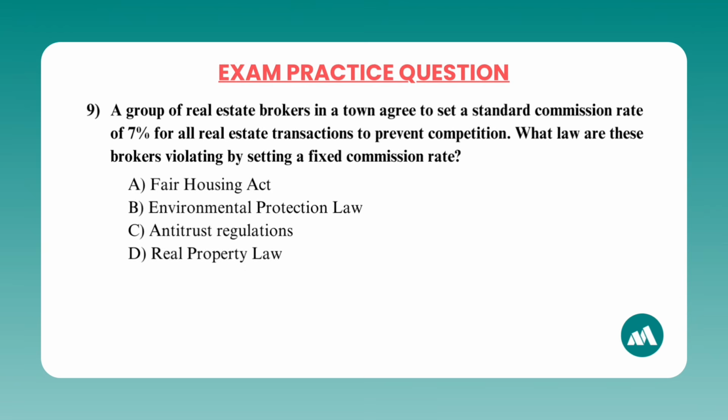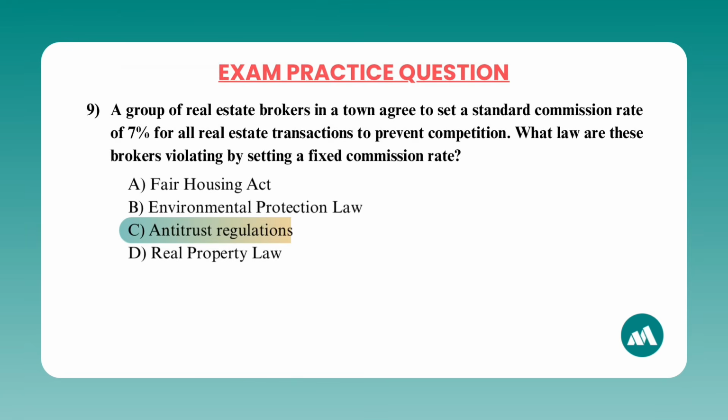Number 9. A group of real estate brokers in a town agreed to set a standard commission rate of 7% for all real estate transactions to prevent competition. What law are these brokers violating by setting a fixed commission rate? Is it A, Fair Housing Act, B, Environmental Protection Law, C, Antitrust Regulations, or D, Real Property Law?